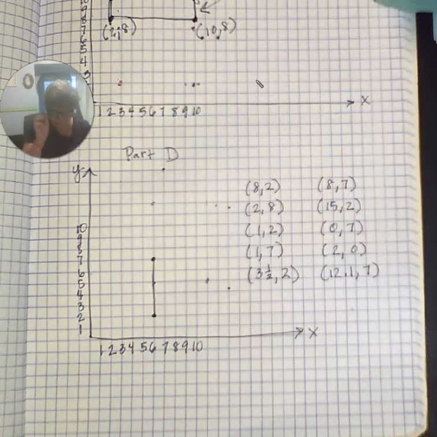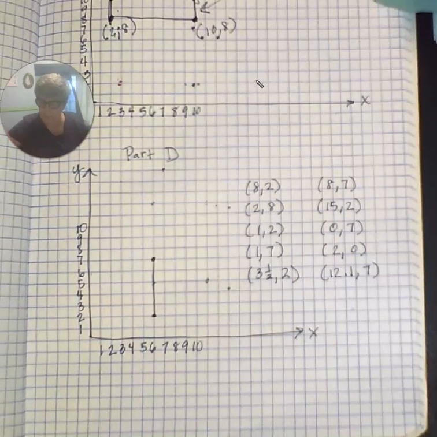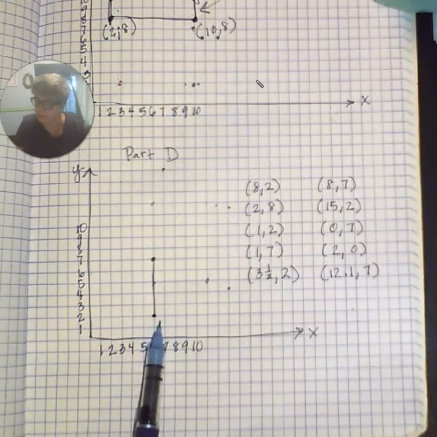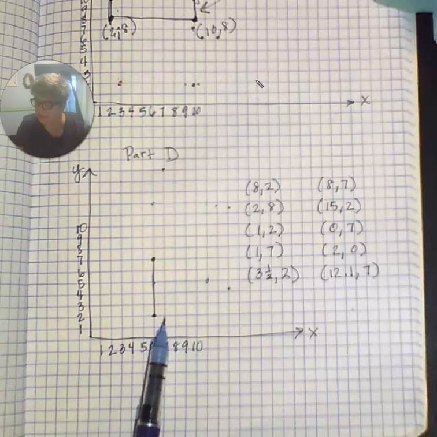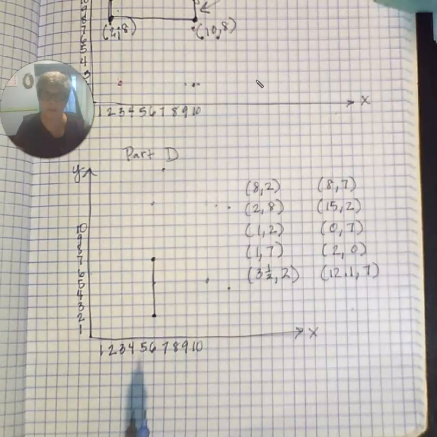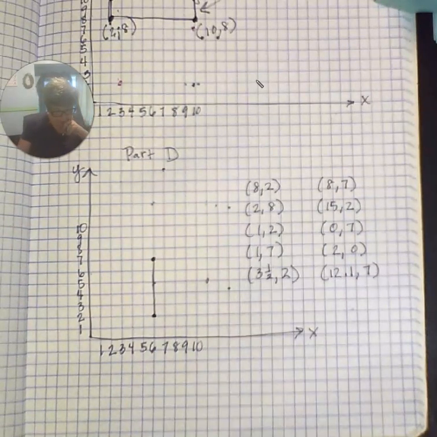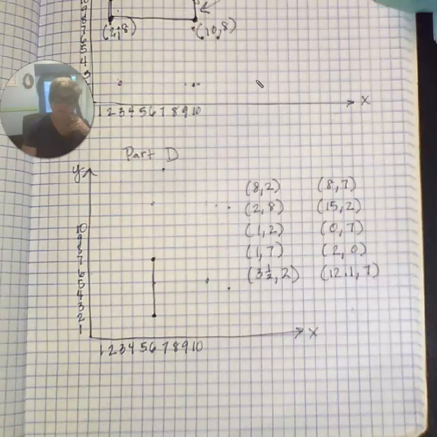In D, our problem is: the segment shown is one side of a rectangle. So we already have one side of a rectangle. Circle the ordered pair for any point that could be a vertex of the rectangle, and a vertex is a corner. So circle any of these that could be a vertex of the rectangle. I'm waiting for you to do it. You're doing it, right? Okay.